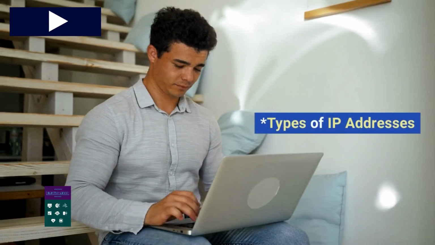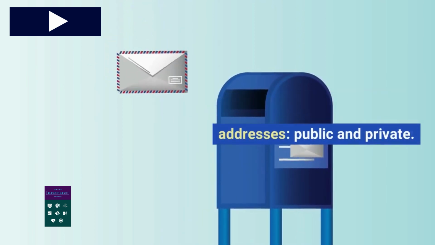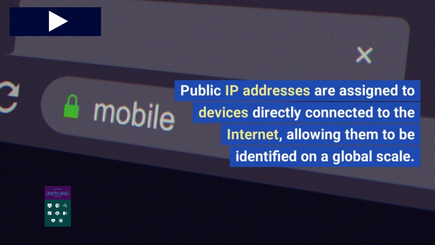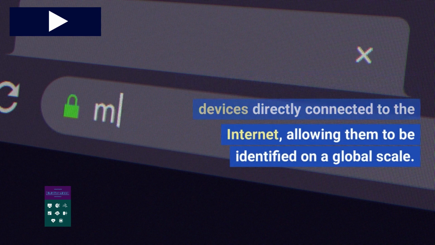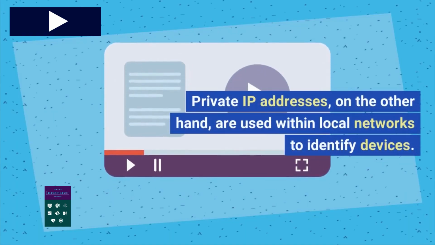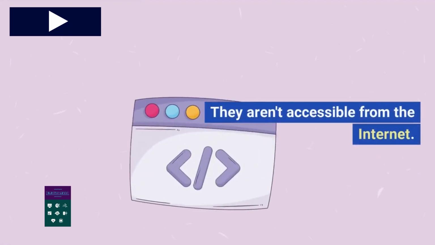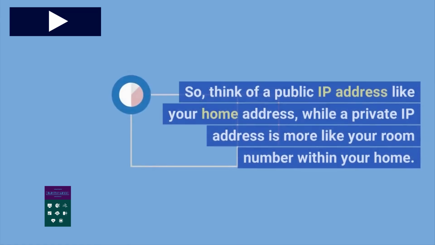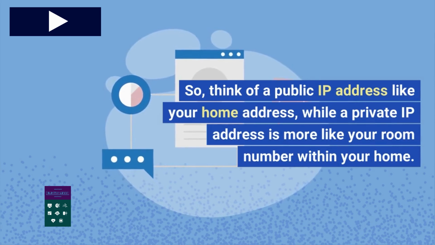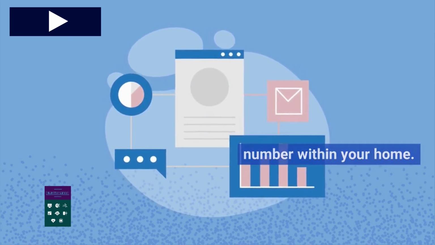Types of IP addresses. There are two main types of IP addresses, public and private. Public IP addresses are assigned to devices directly connected to the Internet, allowing them to be identified on a global scale. Private IP addresses, on the other hand, are used within local networks to identify devices. They aren't accessible from the Internet. So, think of a public IP address like your home address, while a private IP address is more like your room number within your home.